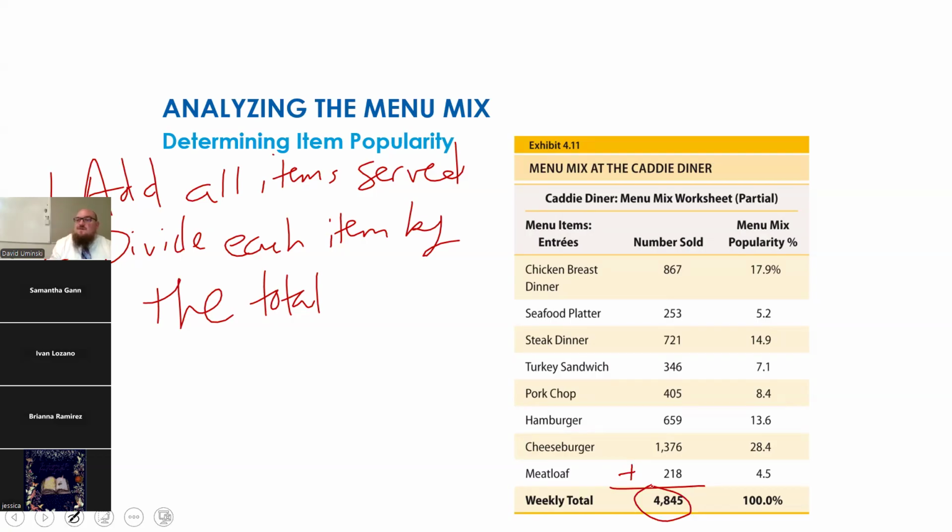Now, I'm going to go back up here to each one of these. This is step number 2. When I divide by 4,845, I get 17.9% popularity. Popularity is a percentage. So what is the universal formula for the percentage? Part divided by the whole, right?